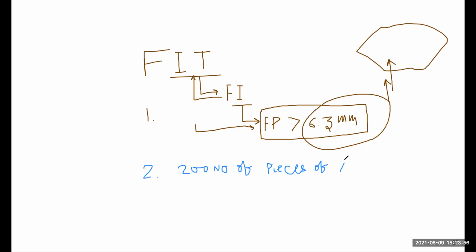Do not worry, I discuss all the things. Just focus on the whiteboard. So 200 pieces of aggregates are taken from each fraction. This point is important: from each fraction. Do not worry, what I mean by each fraction I will discuss later.